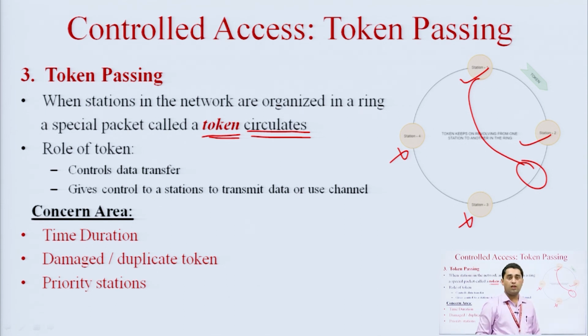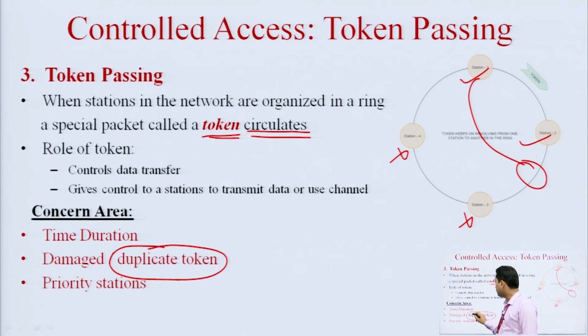Another issue is, if I have purchased my own marker duster, then duplicate tokens can be generated. So, in this case only one marker duster is there, nobody will come with their own marker duster. Similarly, if the duster is damaged, then who will take the class? So, these are some concern areas. Currently we are focusing on the concept. So, this is all about the token passing algorithm.